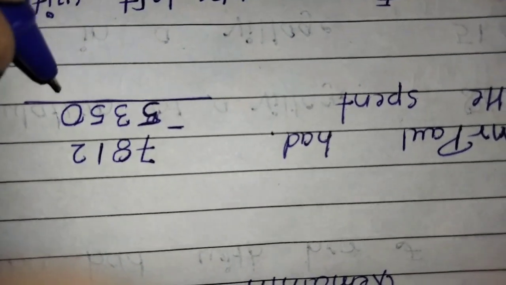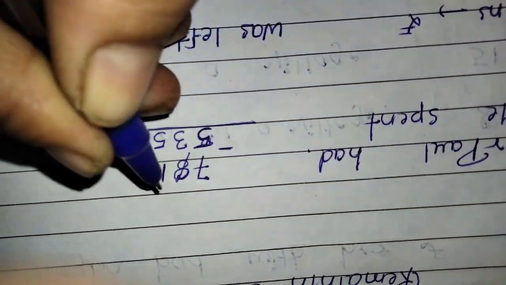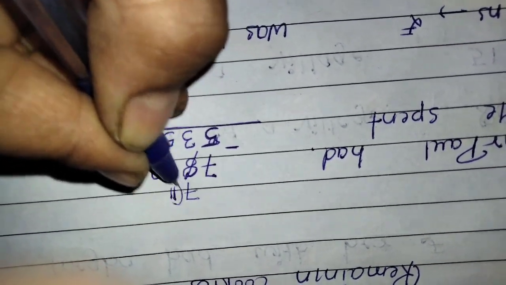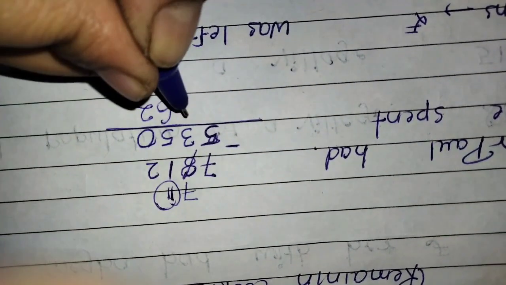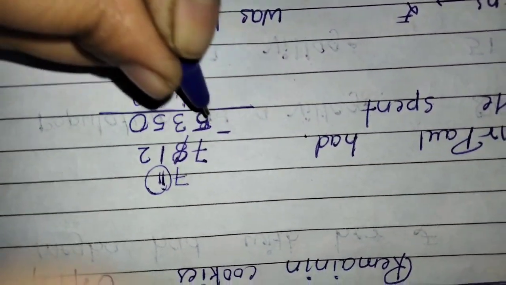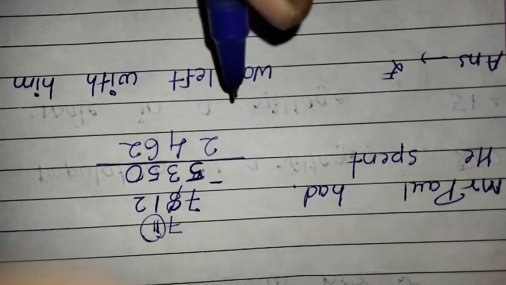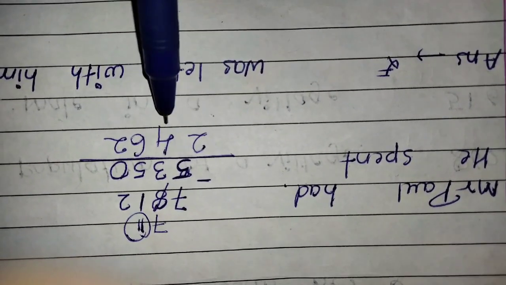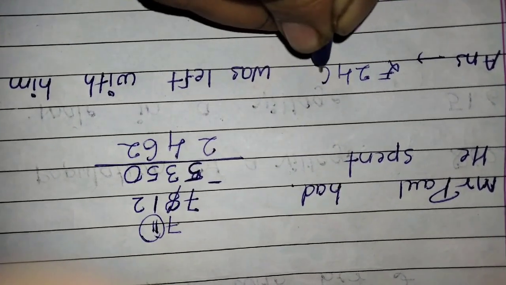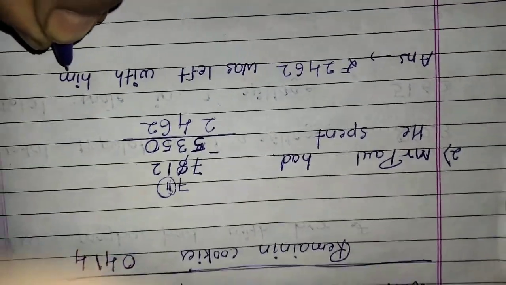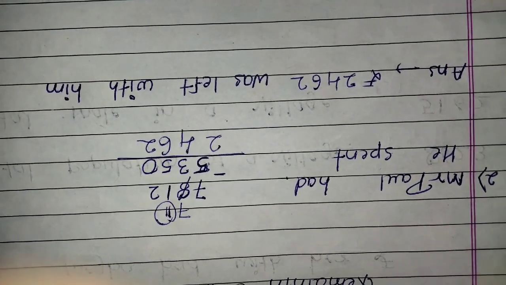2 minus 0, here 2 will be there. 1 minus 5 we can't do, that's why cut this 7 here, right? Here 11. 11 minus 5, here 6. 7 minus 3, 4. 7 minus 5, here 2 will be there. Now the remaining amount with Paul is 2,462 rupees. 2,462 rupees was left with him. Now we'll go for the third solution.